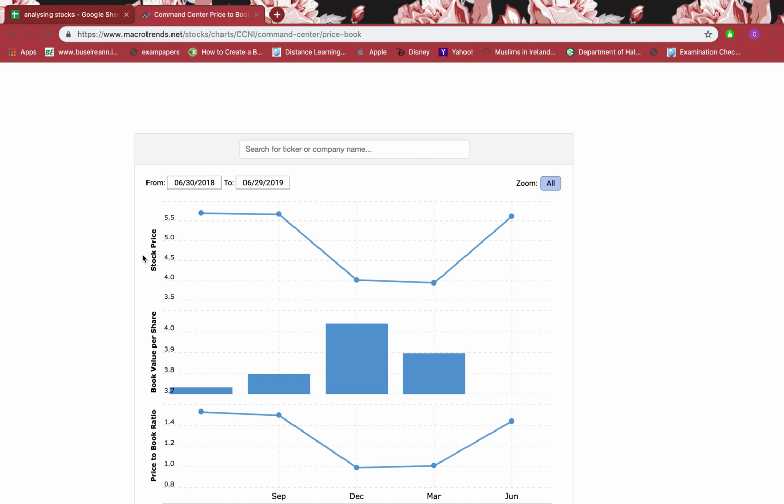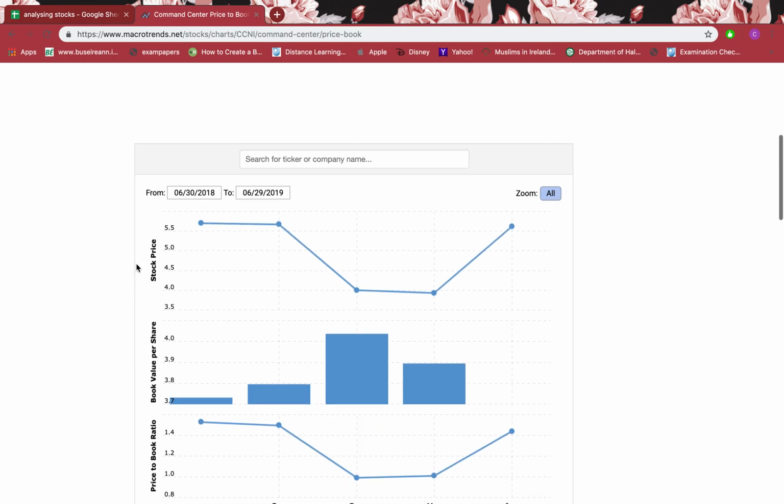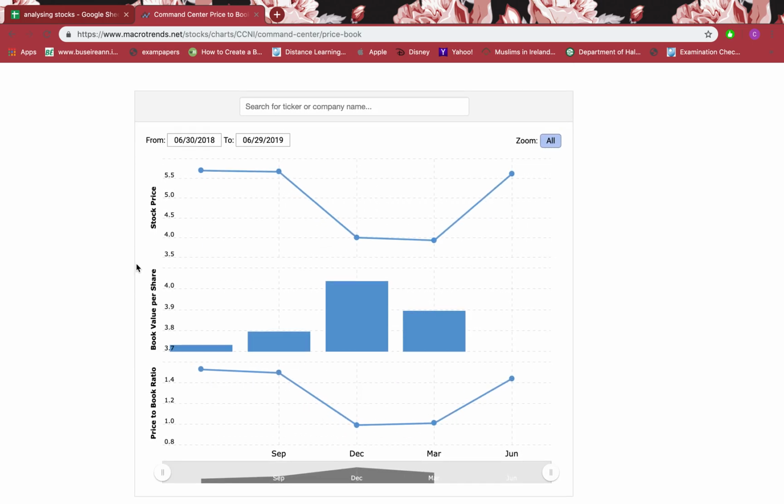Now the price book ratio should be at least one, or less than one, which will give you a bargain. If it's less than one, then that's a discount. If it's more than one, that's expensive. So let's see, it's 1.44 right now, which means it's 1.44 times more expensive right now.